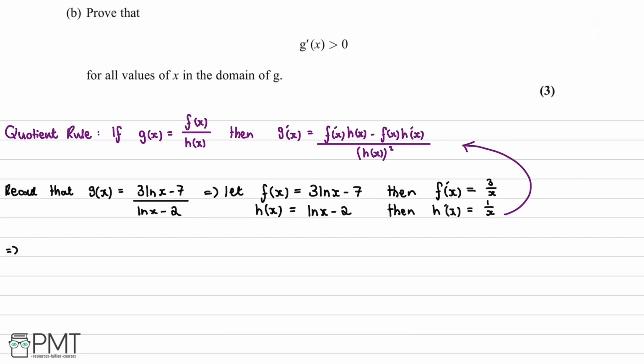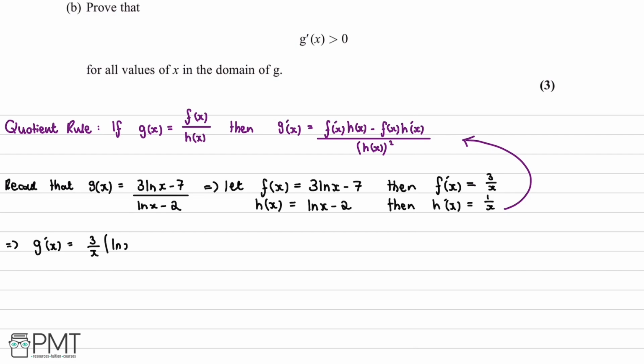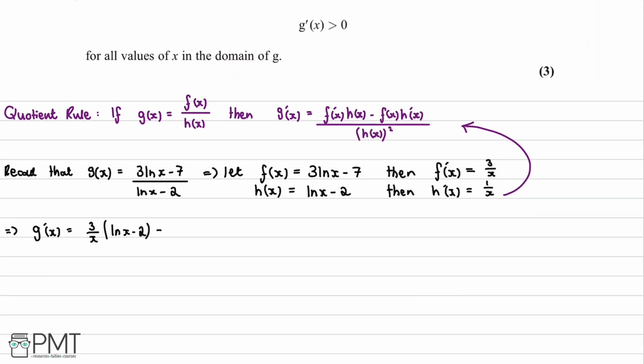So we can say that g dash x, the derivative of g of x, is going to be equal to, so we'll take f dash x, so we'll have 3 over x, and we're going to multiply that by h of x, which is ln of x minus 2, and then we're going to subtract the derivative of h, that's 1 over x, multiplied by f of x, which is 3 ln of x minus 7. Then we need to remember to divide all of this by h of x squared, which is ln of x minus 2, all squared.